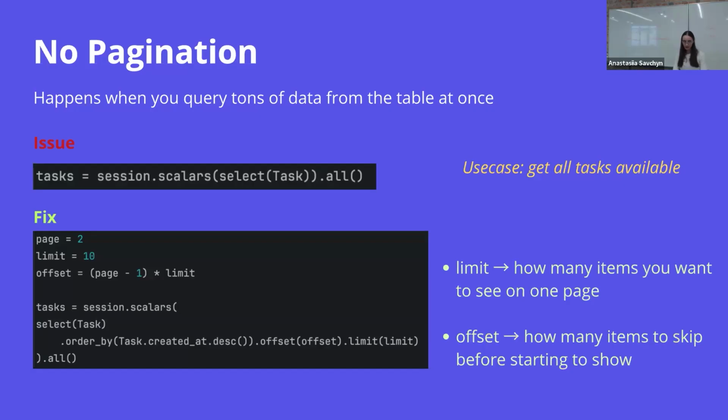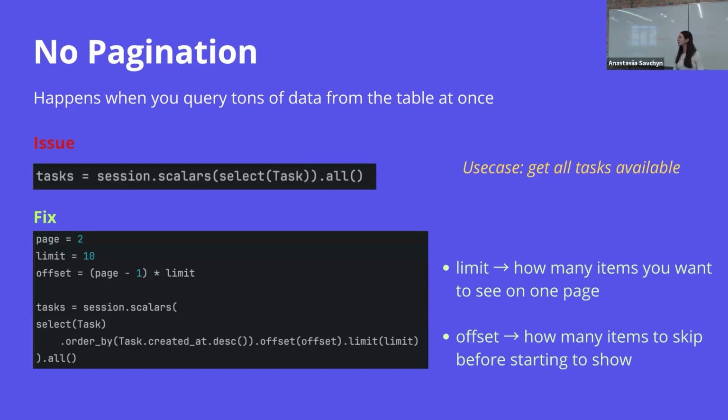So here it's also explained. Limit is how many items you want to see on the page, and offset is how many items to skip before starting to show. And also, what is important, if you use pagination, you probably want to order that query set, all your rows, because otherwise the behavior may be random. If you do not have ordering, you can have random results.